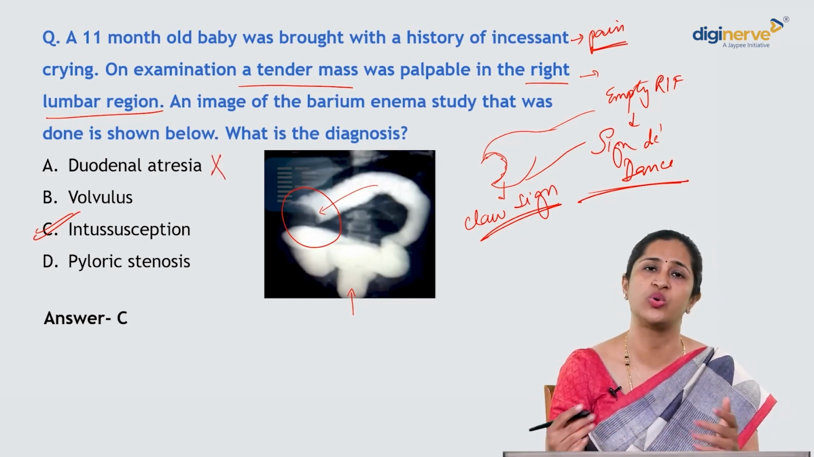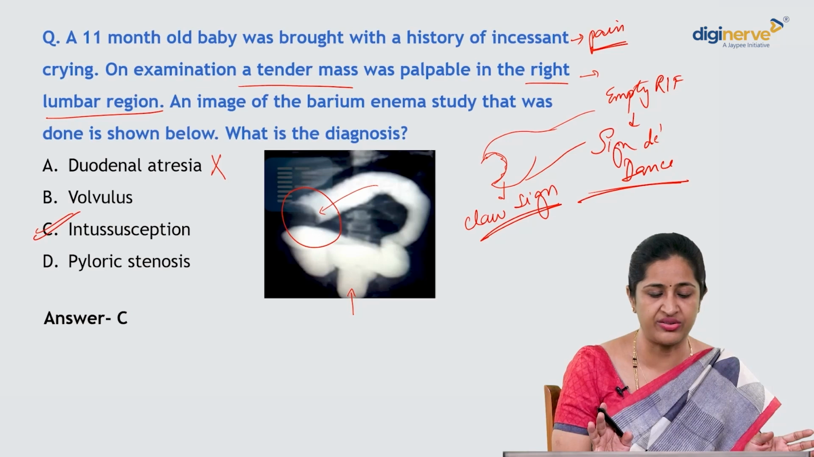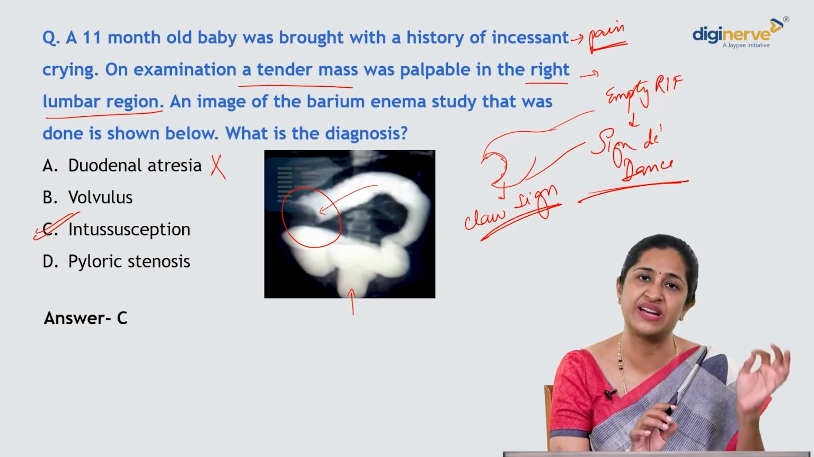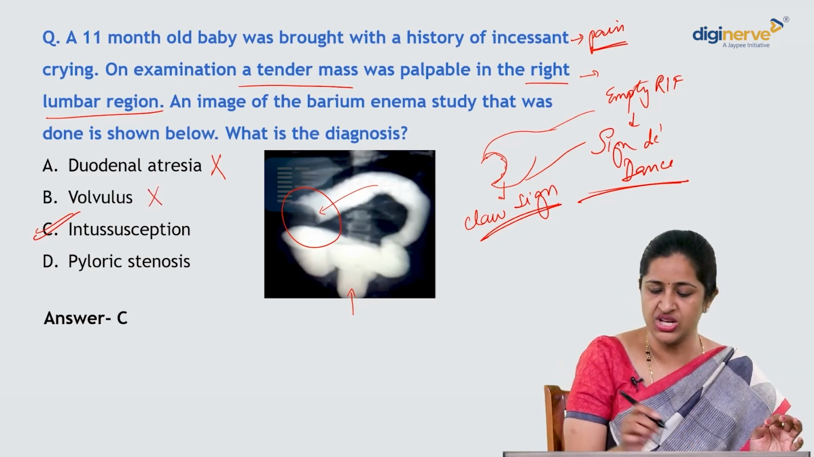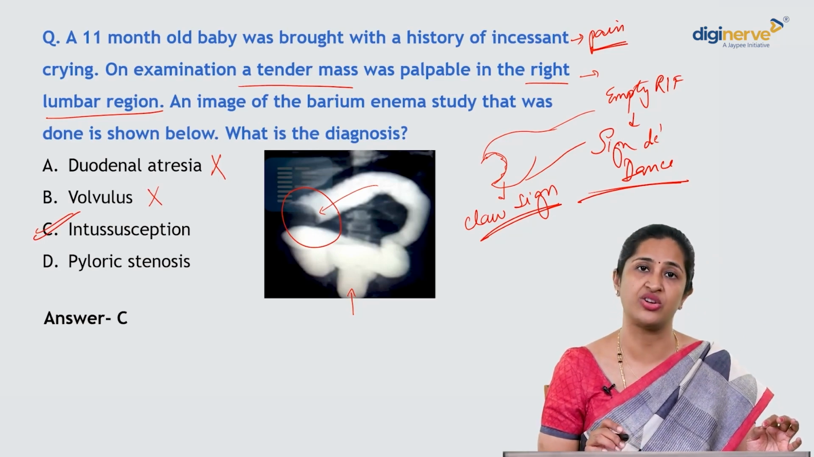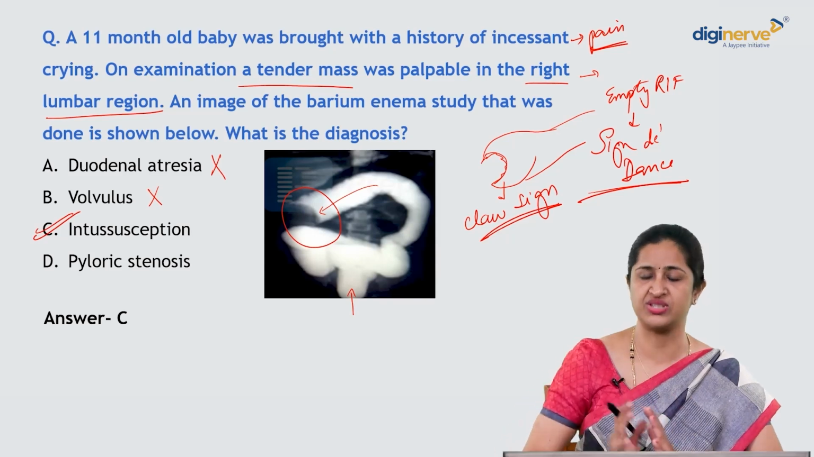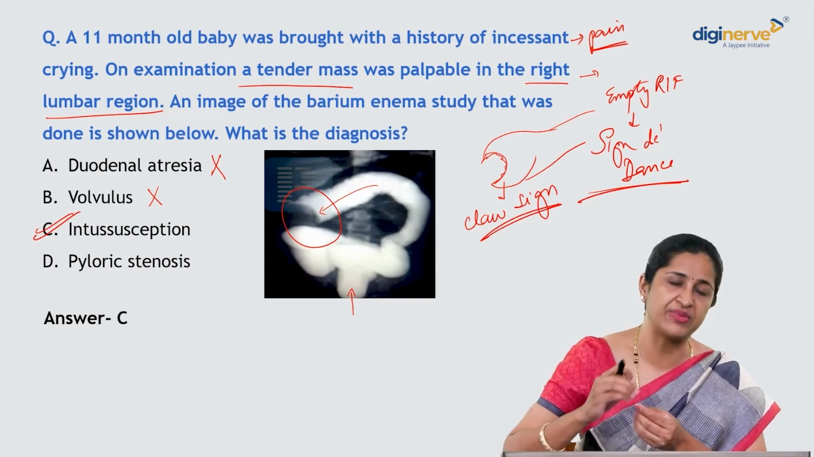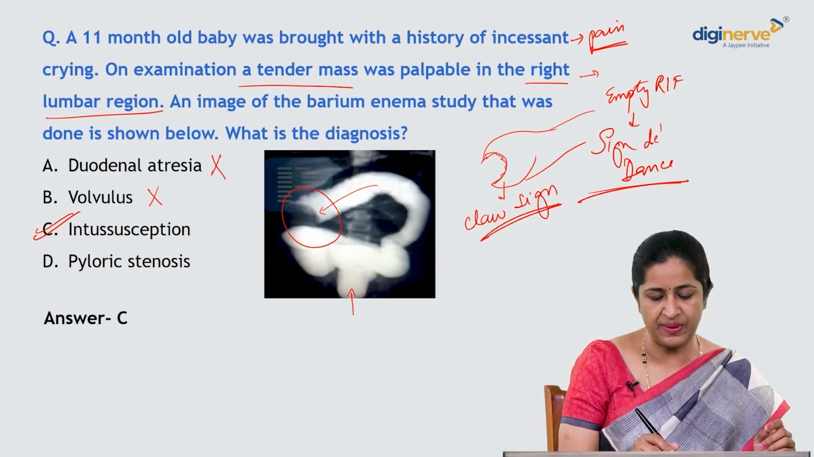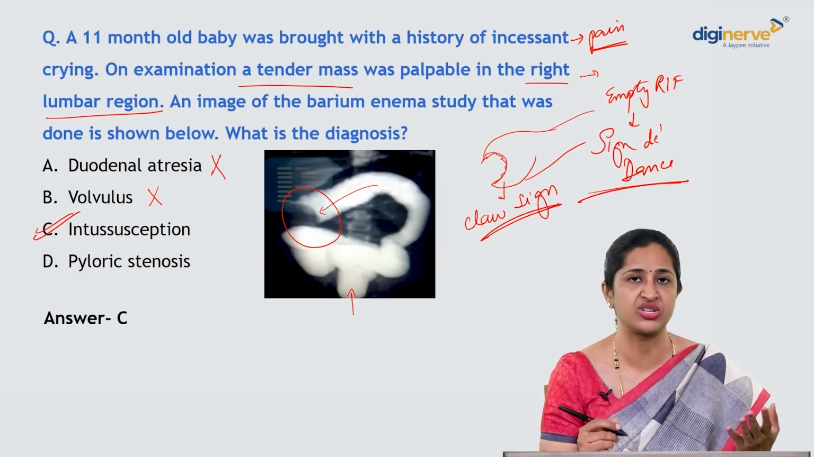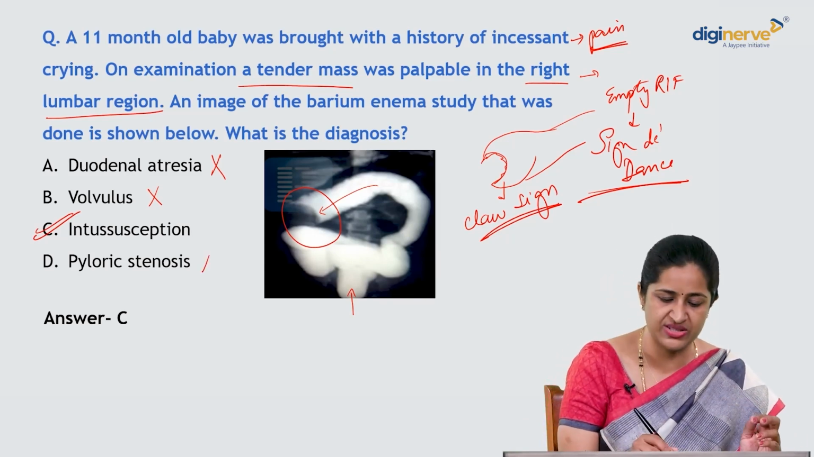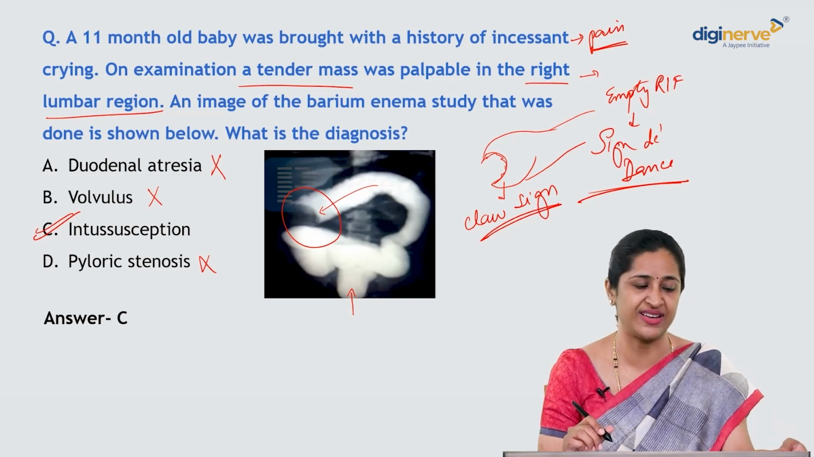No. There is no question of doing a barium enema for duodenal atresia. Duodenal atresia would have presented at birth. In volvulus, you will not see this classical claw sign in barium enema. In volvulus, you will find a complete obstruction, with no entry of the dye from the point of the volvulus. In pyloric stenosis, there is continuous vomiting presenting in the first 3 weeks of life. So that's also not the right answer.